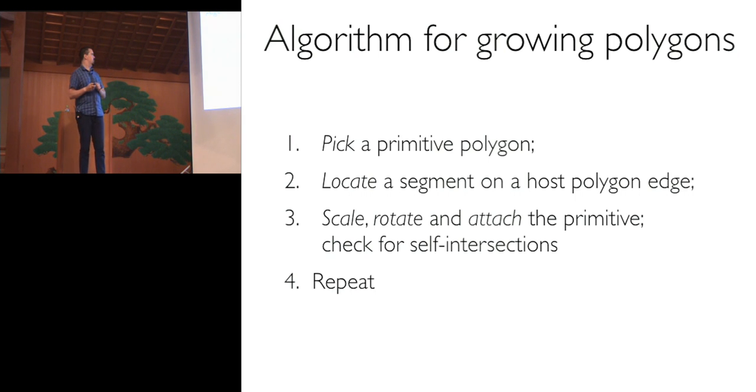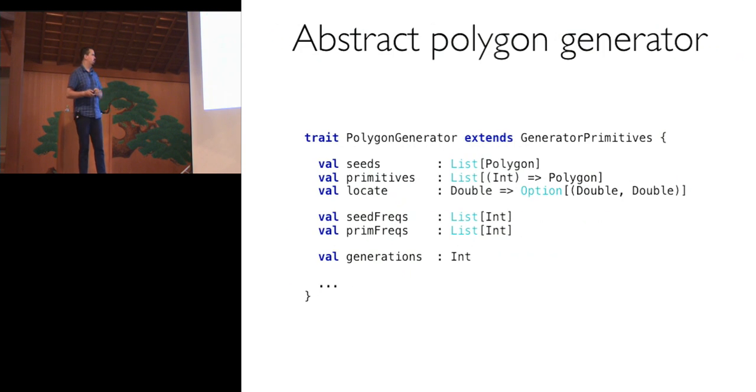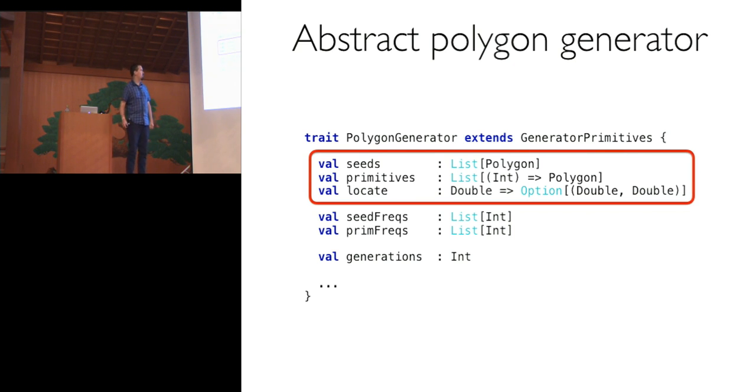So this is a process which doesn't really depend on the shape of the polygon. So we can make it into an abstract library, which in Scala can be implemented as a trait like this. And you can see some small amount of hierarchy here. For example, for seeds, we can just provide a list of polygons to be planted. For primitives, it's also implemented as a bunch of lambdas, so we could tweak some scaling parameters of what we are going to attach.